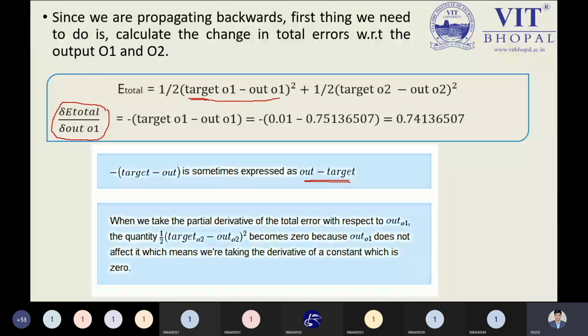So that is target O1 minus out O1. We have to apply the minus at this part because we are reducing that part. We are getting the partial derivative. If I apply the partial derivative on these equations, I will definitely get a negative value. If I do the derivative, I will get minus (target O1 minus out O1) plus 0, because this value will be 0. Why 0? Because the partial derivative with respect to out O1 of this term returns 0.